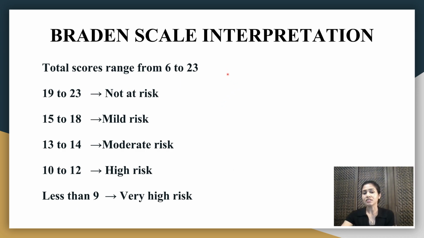As the score increases, the risk for bed sore decreases. If the score is less than 9, the patient is at very high risk for bed sore. If the score is between 10 to 12, the patient is at high risk for bed sore. If the score is between 13 to 14, the patient is at moderate risk for bed sore. If the score is 15 to 18, the patient is at mild risk for bed sore. If the score is 19 to 23, the patient is not at risk for bed sore. So as I said, as the score increases, the risk for bed sore decreases. As the score decreases, the risk for bed sore increases.